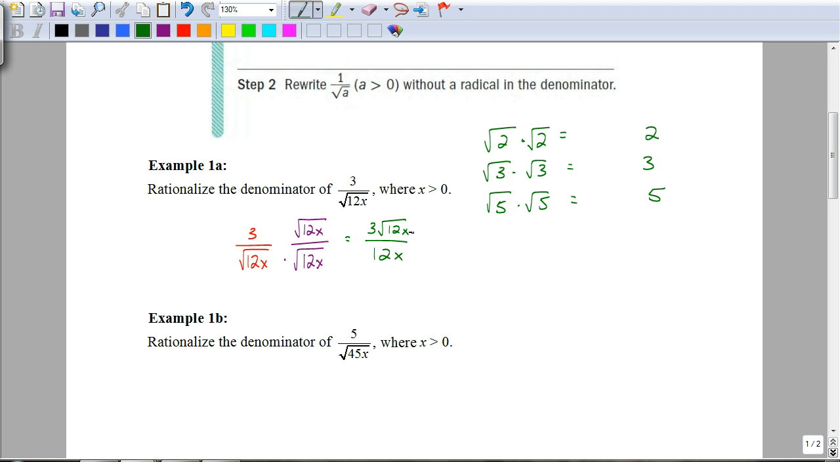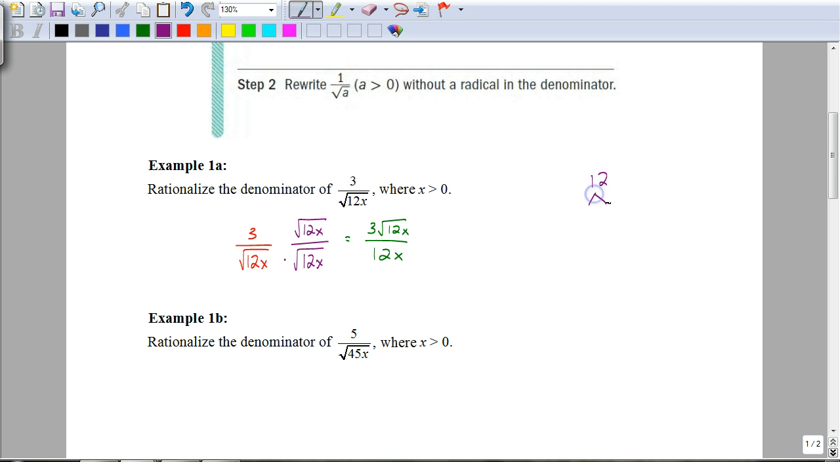Now before I can say that I'm all finished, I want to make sure that that square root of 12x cannot be simplified any further. Because you always want to make sure that we reduce our fractions. And you can see that 3 over the square root of 12x, that's going to be able to reduce. But let's see about that square root of 12.